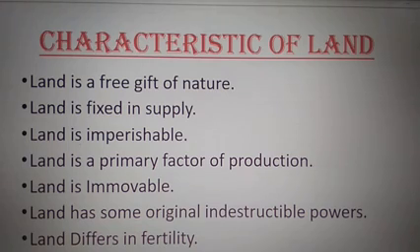Next one, land is imperishable. All man-made things are perishable and they may even go out of existence. But land is indestructible. Next one, land is a primary factor of production. In any kind of production process, we have to start with land. For example, in industry, crops are produced on land.